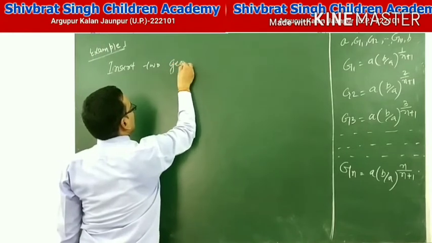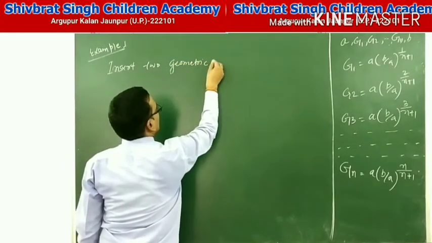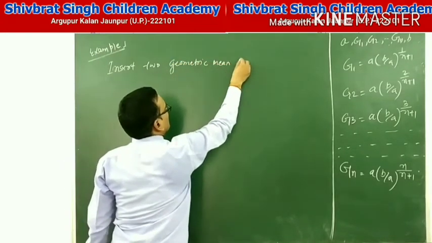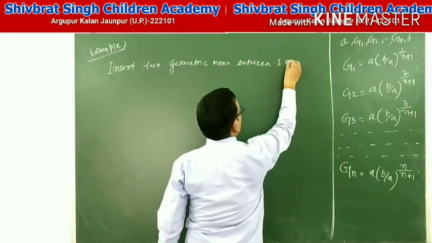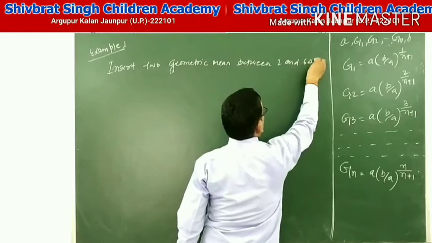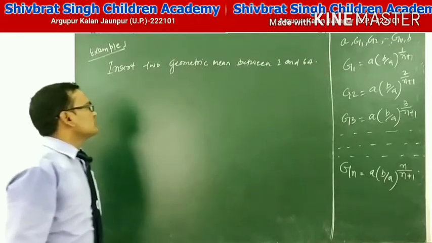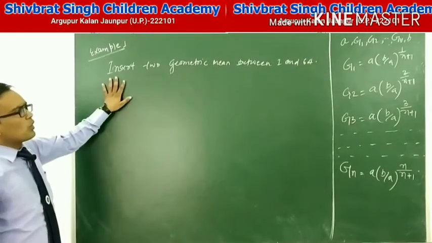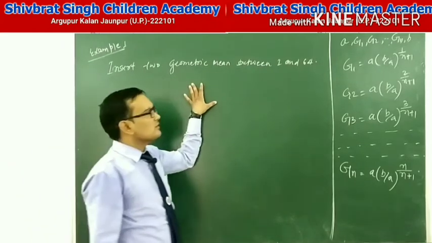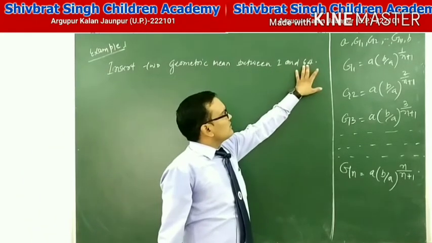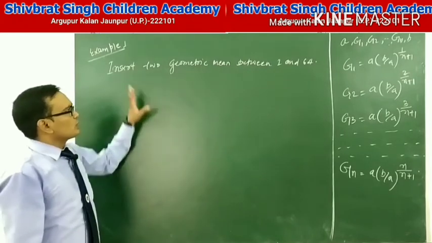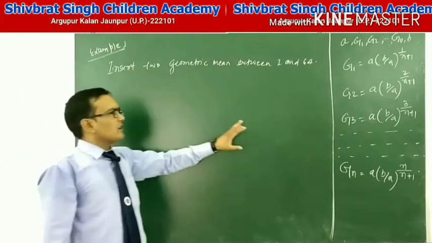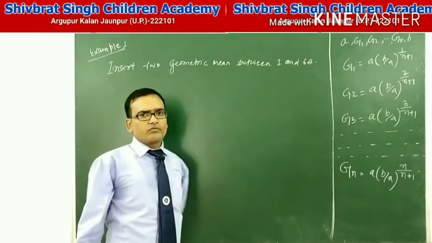Insert 2 geometric means between 1 and 64. Here are 2 positive numbers, 1 and 64. We can insert 2 geometric means between 1 and 64.